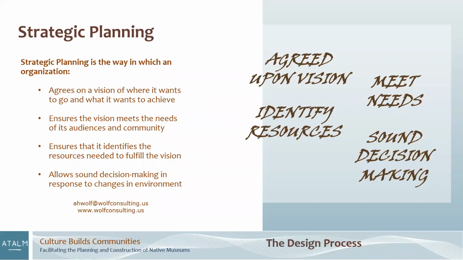Strategic planning is a way in which an organization agrees on the vision of where it wants to go and what it wants to achieve. So, agreed upon vision. It ensures the vision meets the needs of the audiences and the community. It identifies the resources needed to fulfill the vision, and it allows sound decision-making in response to changes in the environment. All those are key, and all those are practical, and they're critically important.